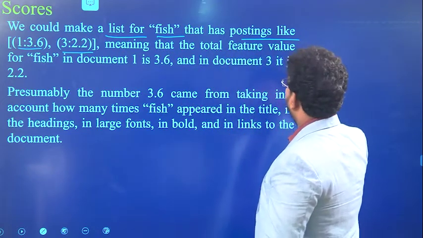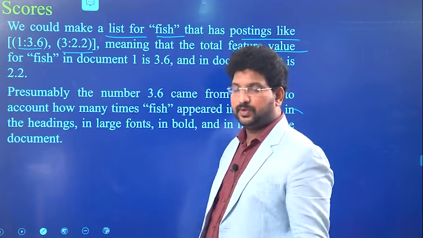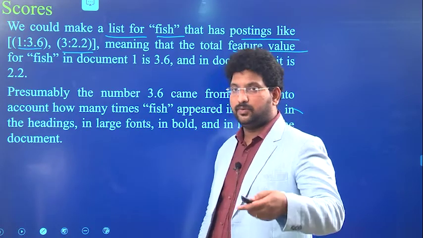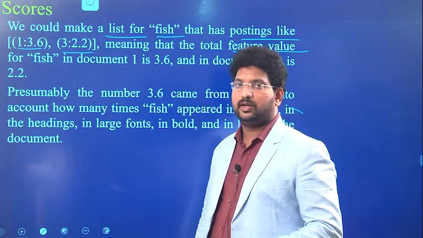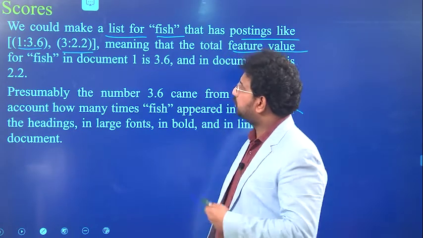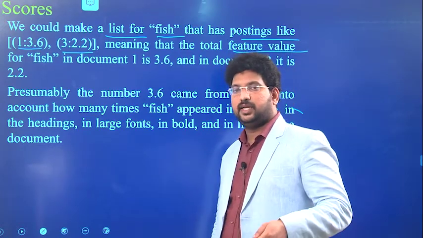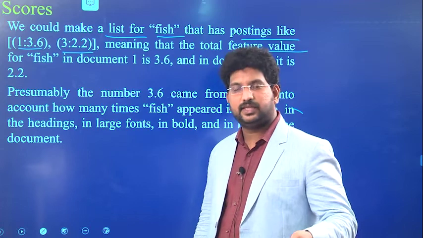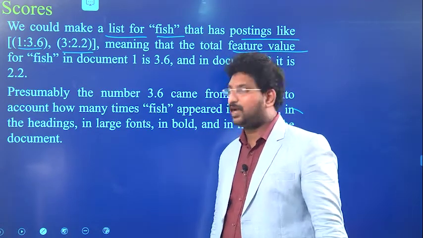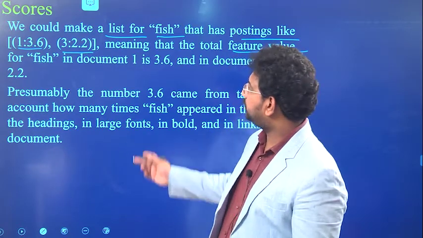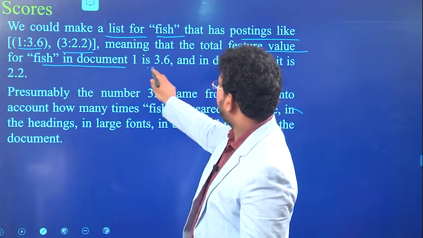Meaning the total feature value for the fish. As we know, while talking about the abstract ranking model, we come to know how we are going to calculate that feature value. There is a feature function, which is nothing but a mathematical expression. Simply, it assigns some numerical value. That's what the feature value for the particular fish in document 1 is, 3.6.